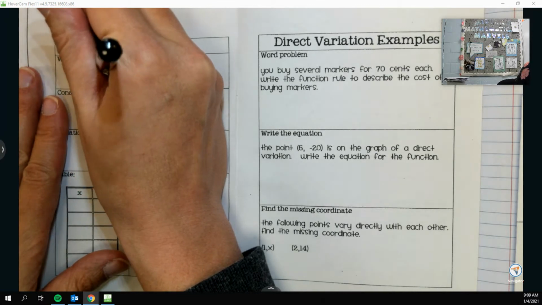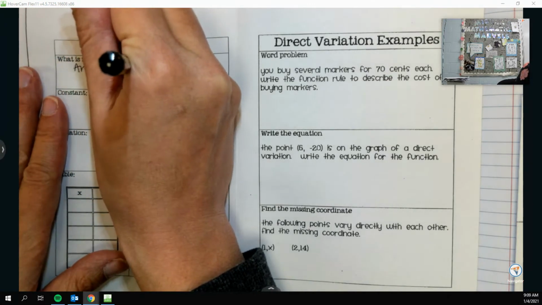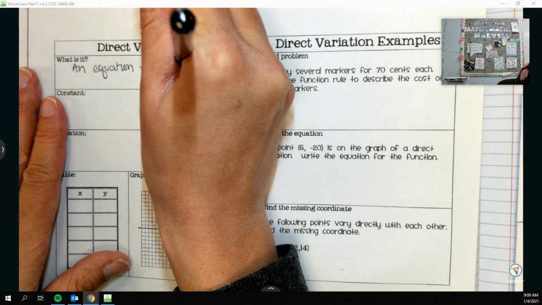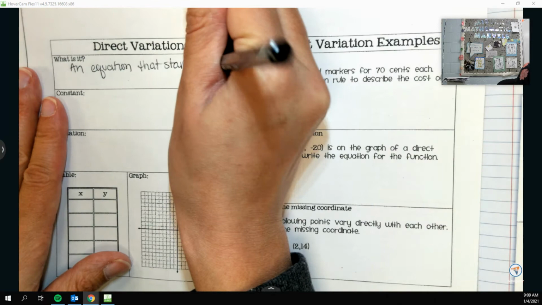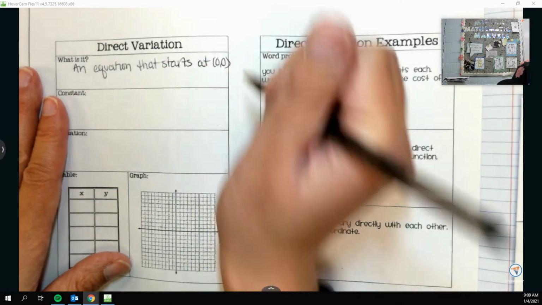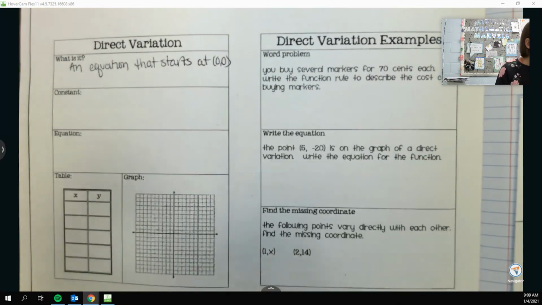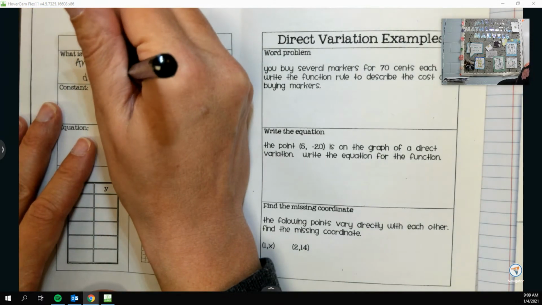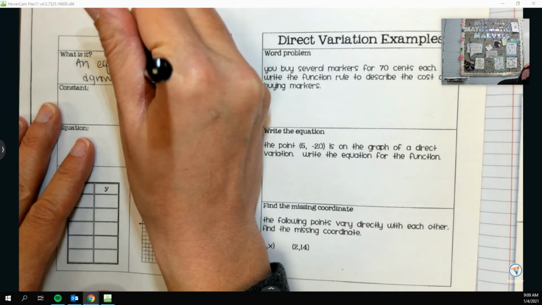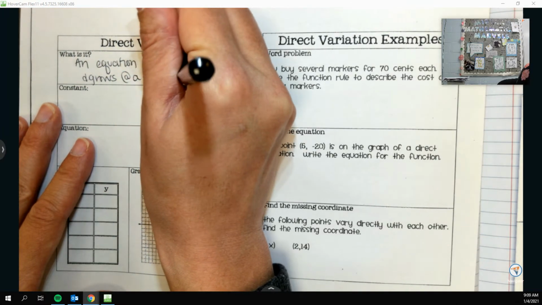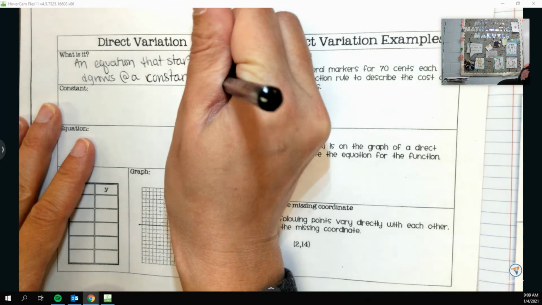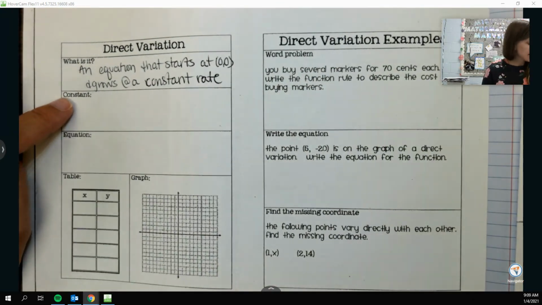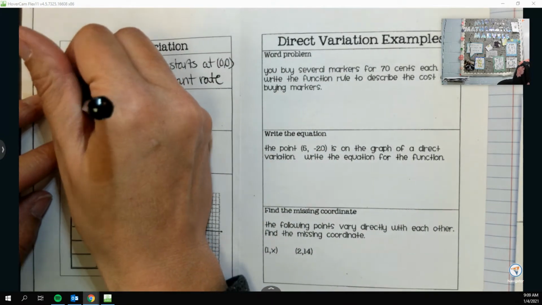an equation that starts at the origin, or (0, 0), and grows at a constant rate. That constant rate that we talk about, so our constant rate here, it's really just slope.